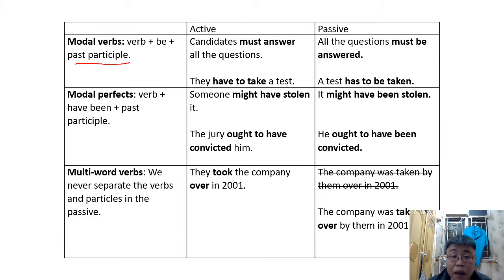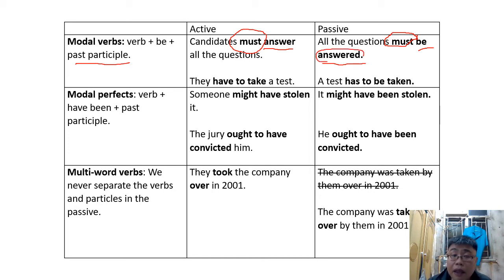Let's look at one example. Candidates must answer all the questions. Here, the modal verb is must, and the verb is answer. In the passive voice, the sentence is like this. All the questions must be answered. The modal verb is must, and then verb to be followed by the PP, past participle of answer, which is answered.